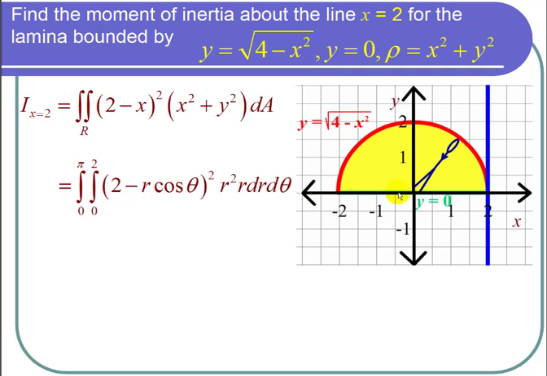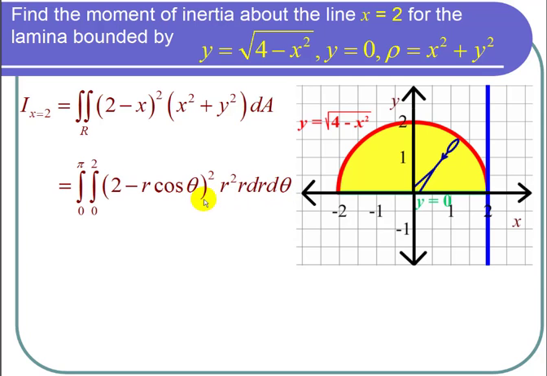and say that this is the integral. The little man now is going to rotate from the angle 0 all the way to angle pi. So theta goes from 0 to pi. And the radius, the smallest radius is 0, and the largest radius is 2. So r goes from 0 to 2. 2 minus x becomes 2 minus r cosine theta. I still have it squared. x squared plus y squared is r squared, and dA becomes r dr d theta.